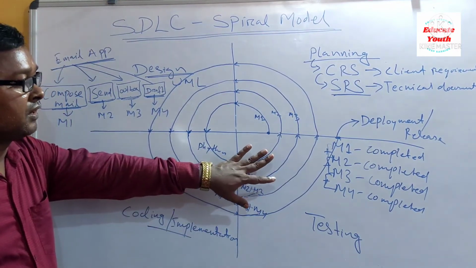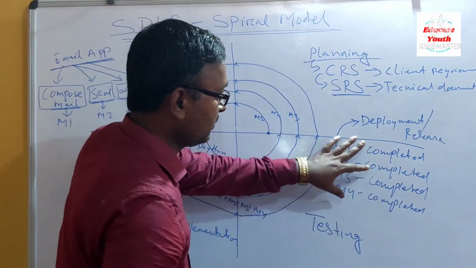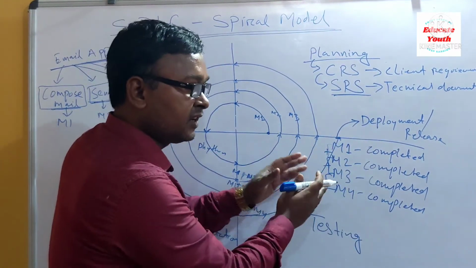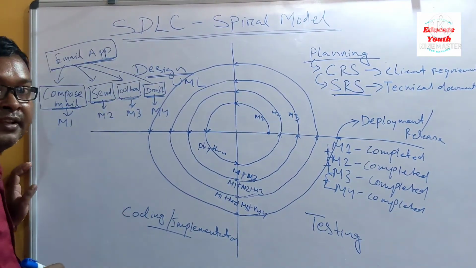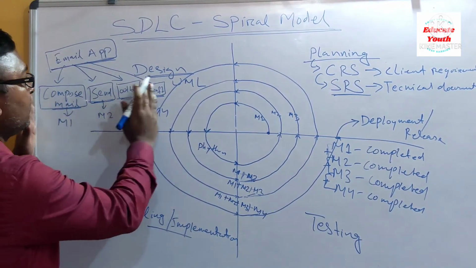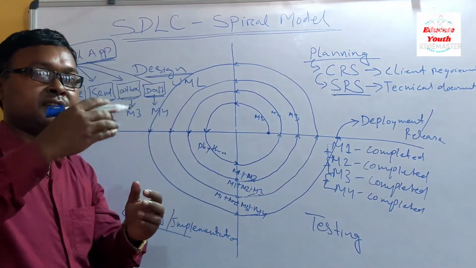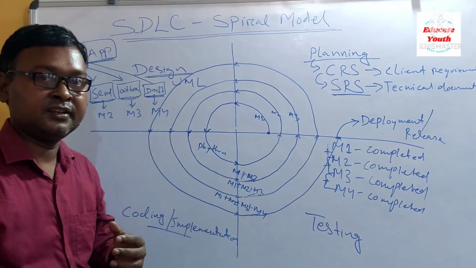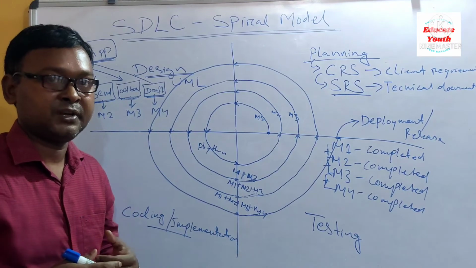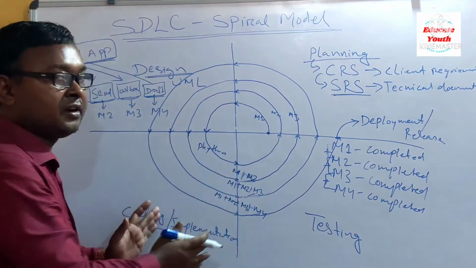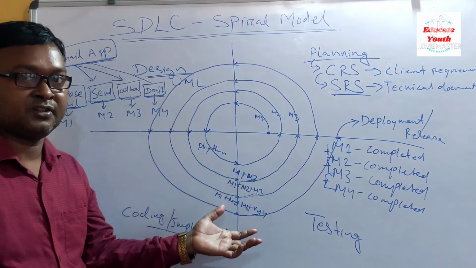All the modules have been made ready and integrated. Your project is ready. Your email app is ready with all the modules integrated together. Right now, design the end user interface, and you can release it in the market. So this is how you use the spiral model and develop any project.